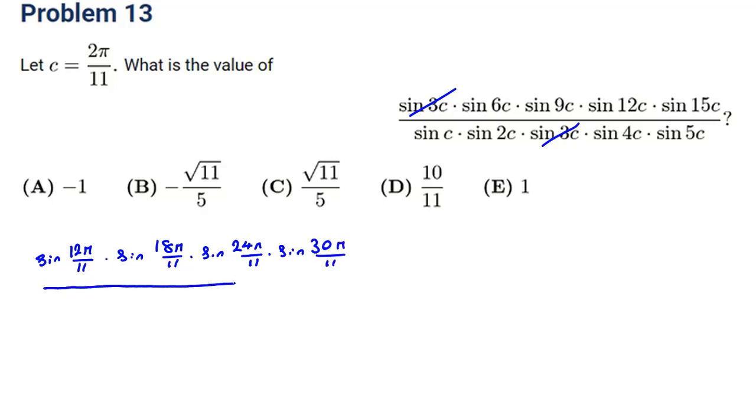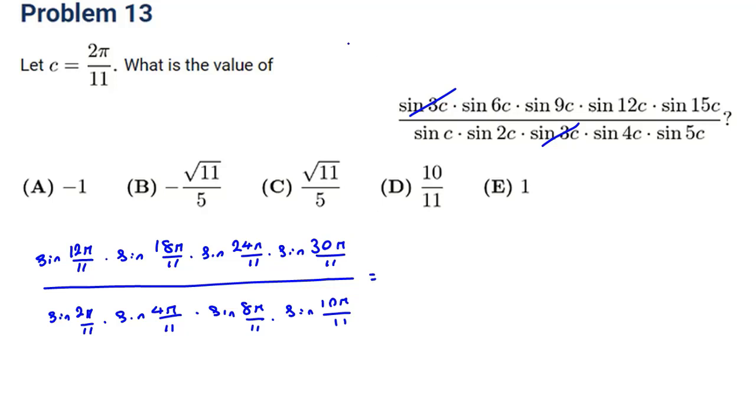And we can divide it by sine c, which is 2 pi over 11, 2c, which is 4 pi over 11, 4c, which is 8 pi over 11, and 5c, which is 10 pi over 11. Now we want to see, are they equal or not?